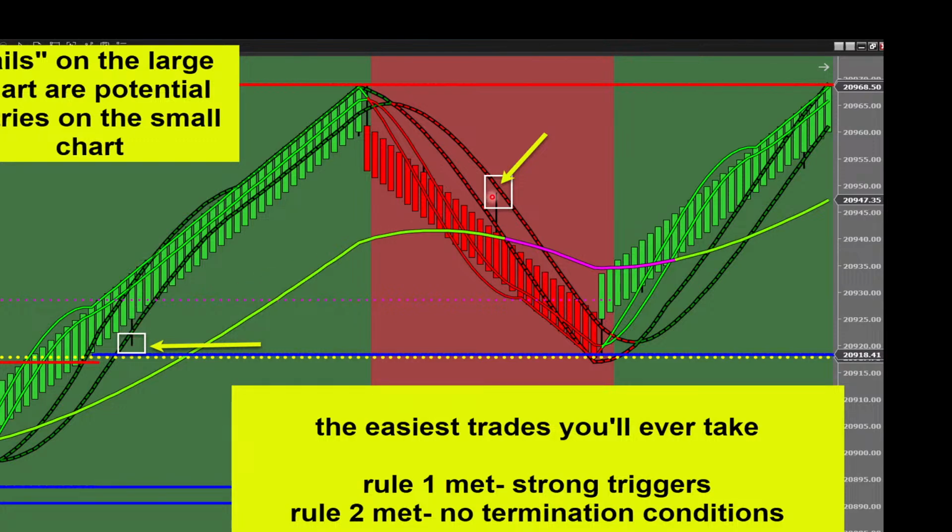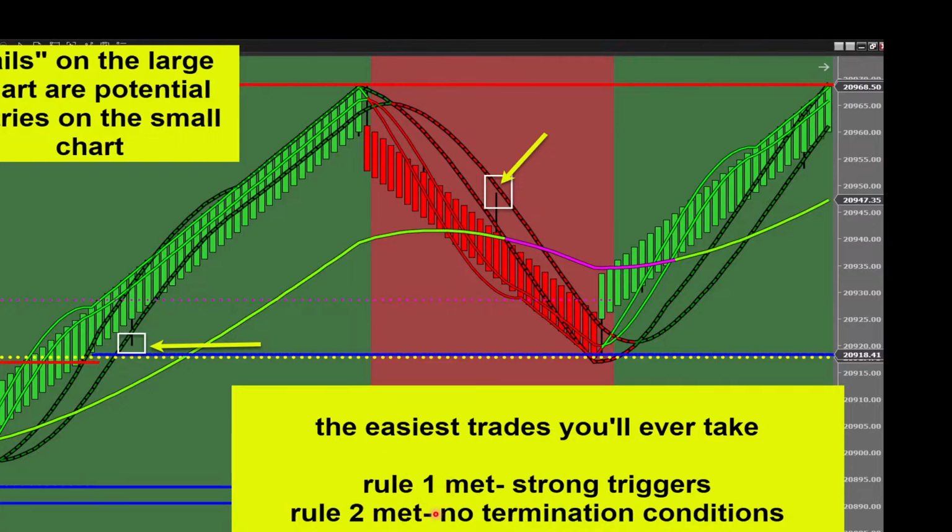these tails on a large chart, these are where that small crowd, where that small chart retraced, bounced, and continued. This is your high probability trend trade. And guys, this is the effortless, quick, easy, highest probability money.